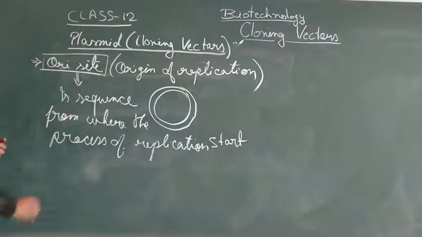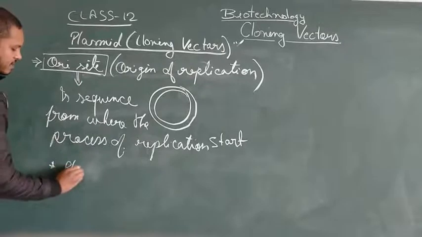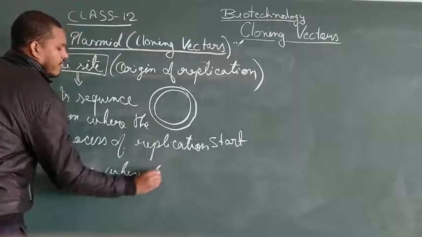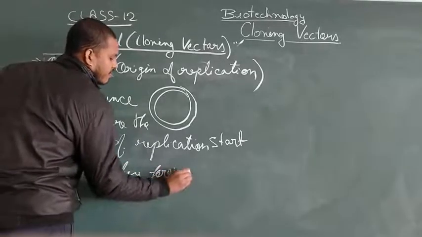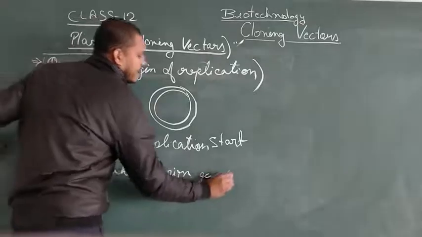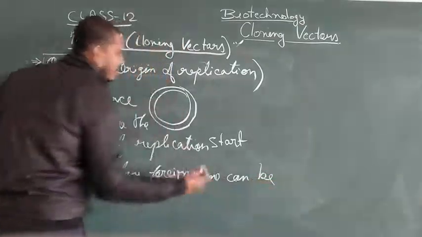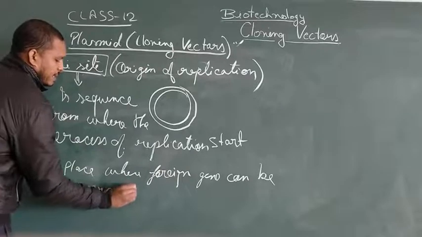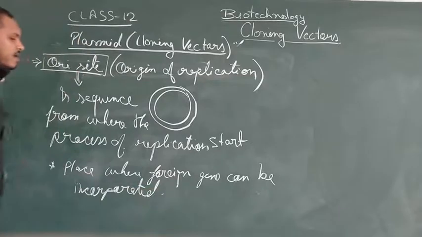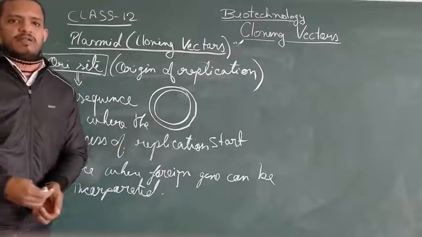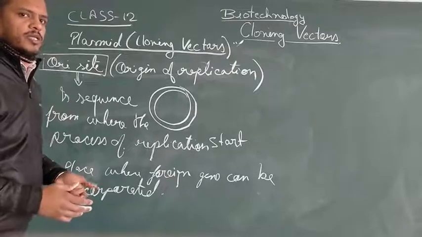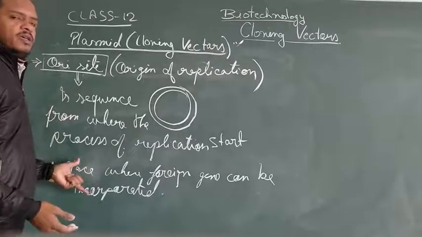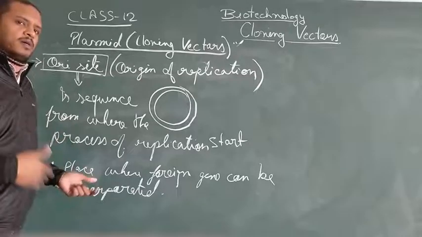It is also a region, we can say, where a foreign gene can be incorporated. What happens if at this region we incorporate our desired foreign gene? During the process of replication, as the number of the sequence increases, the number of that gene also increases.